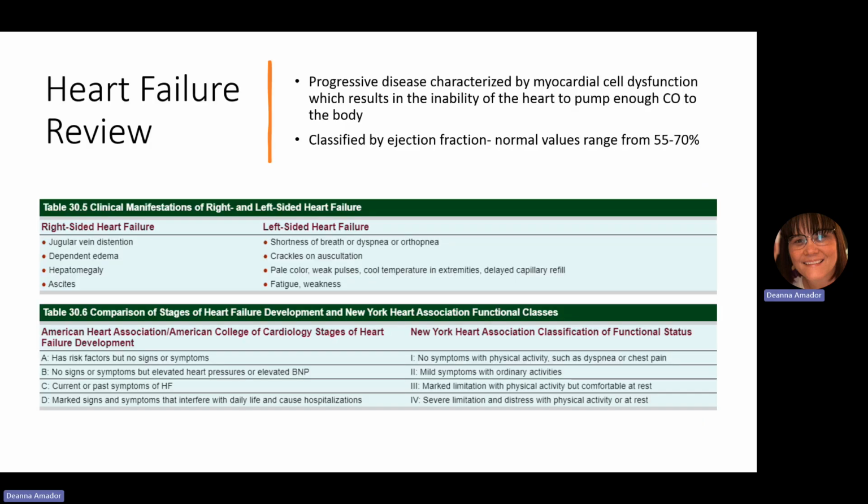So this next slide is just like a little review for you on heart failure. You guys can look over the differences between the right and left-sided heart failure, what the clinical manifestations are, and then that comparison of heart failure, the stages there, you know, New York Heart 1, 2, 3, and 4. You don't need to memorize this or anything, but it's just so you can see how things get worse as the disease progresses.